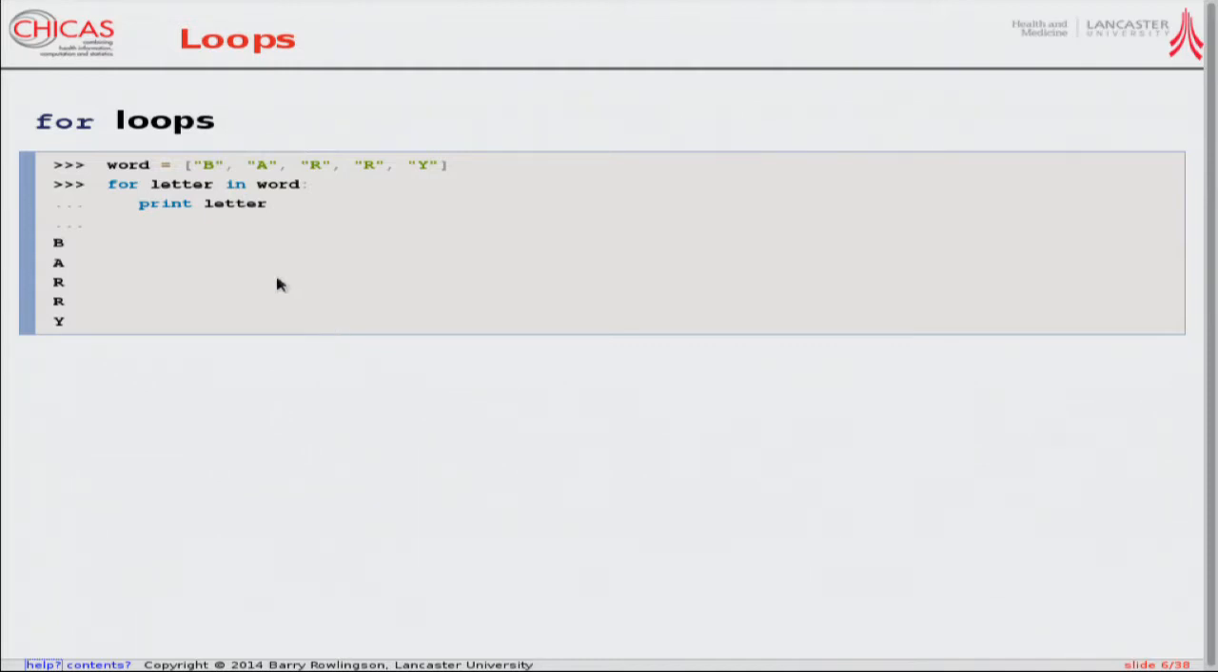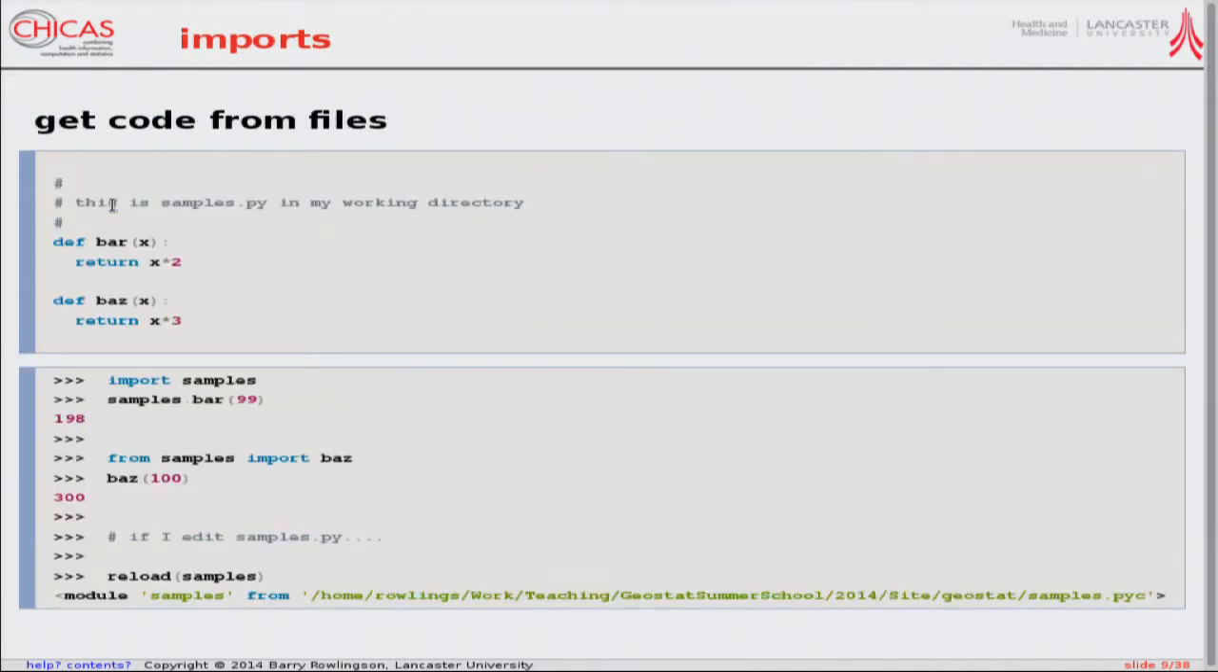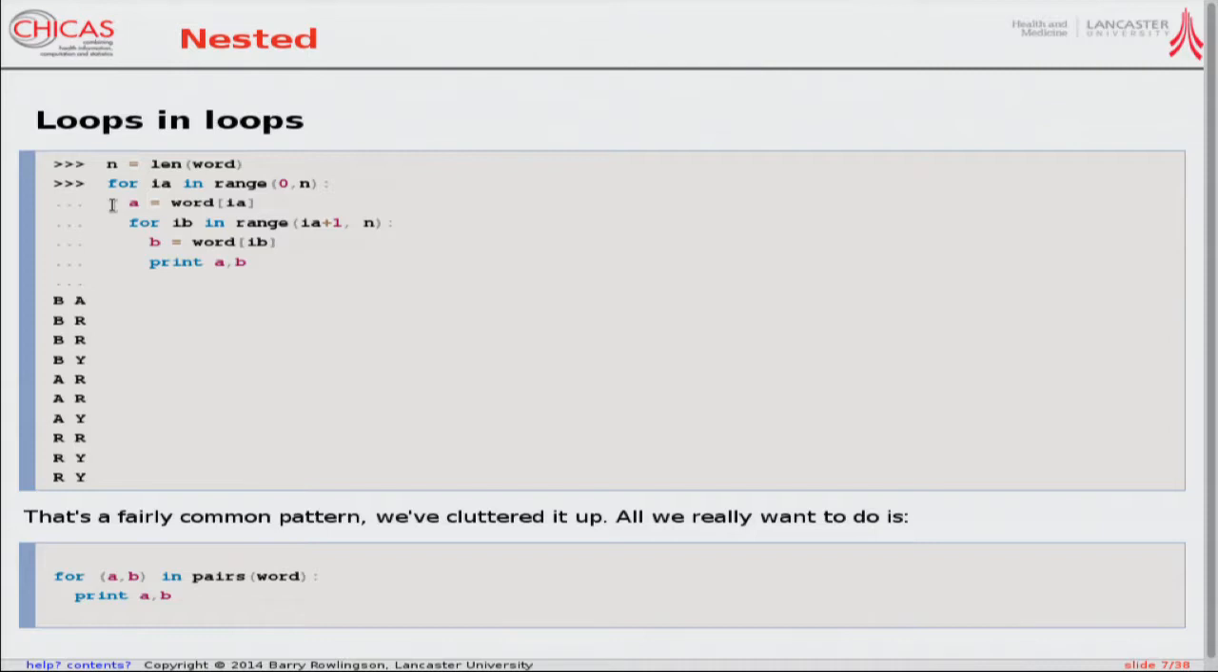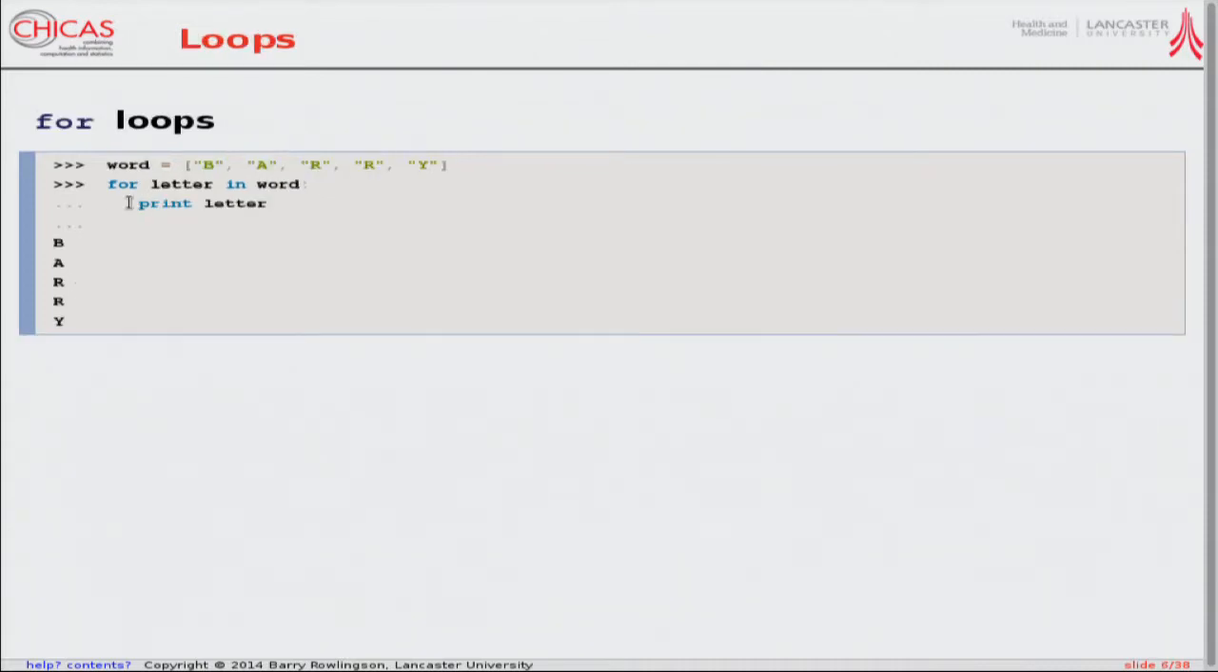Loops in Python seem fairly intuitive. If I've got a word list, which is just separate individual characters, I can loop over letter in word, print letter. Now the most important thing about Python is not to panic: it's the space in between there and there. Indentation is significant in Python. It's used to mark out blocks of for loops or if conditions.